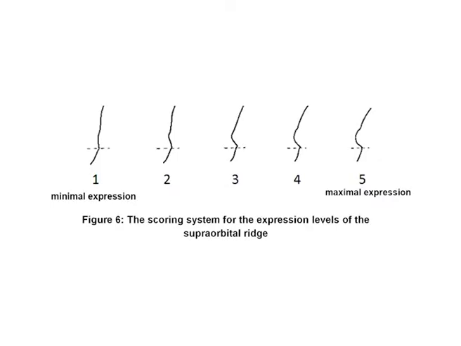To observe the supraorbital ridge, one should view the skull from its profile and view the prominence of the supraorbital ridge. If the ridge is smooth with little or no projection, then it would score a 1, minimal expression. If it is pronounced and forms a rounded loop shaped ridge, then it would score a 5, that is the maximal expression. Figure 6 depicts the scoring system for the expression level of the supraorbital ridges.